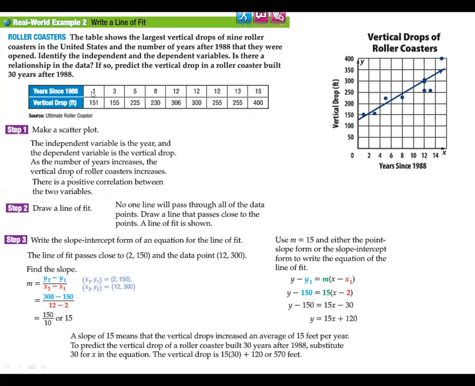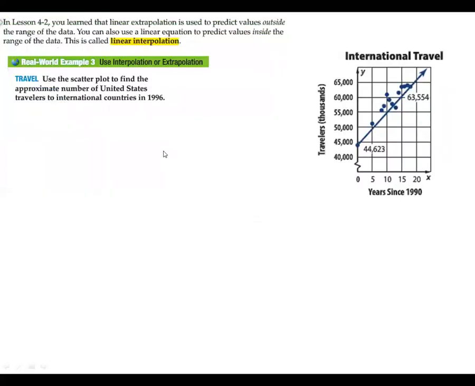Interpolation is, you see how they gave us 1, 3, 5, 8, 12, 13, and 15, those years? Well, if I wanted to predict how high the roller coaster would be at 10 years, given this information, that would be linear interpolation. And that's what we're going to do here.